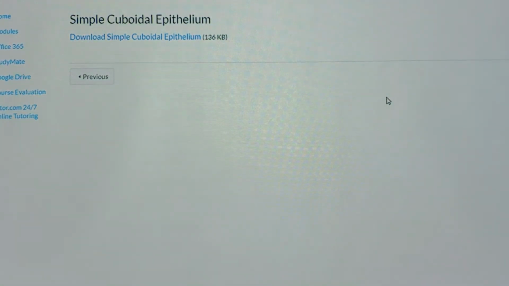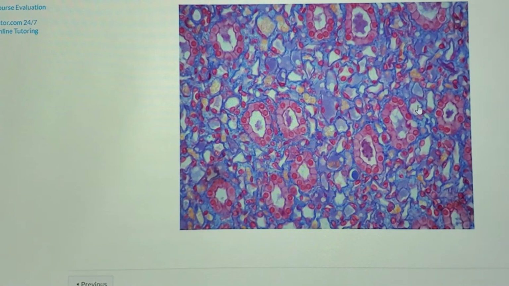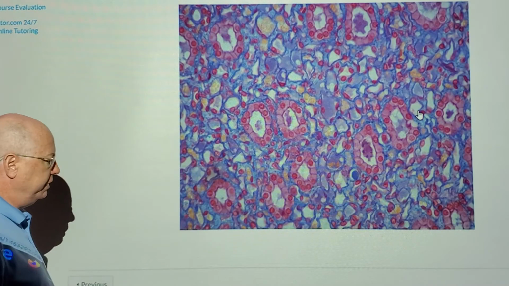Now if I go to the next slide, this is going to be simple cuboidal epithelium. It takes a minute to load. Now, before I go into too much detail, let me just show you this, okay?